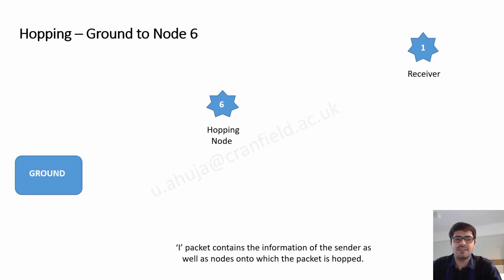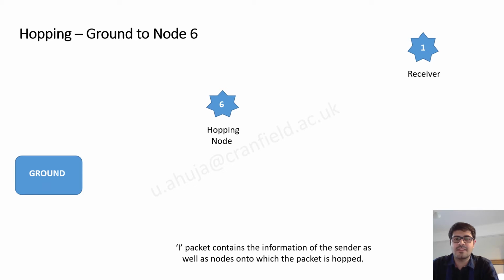The moment 6 receives TX, it gives back the acknowledgement. Then it sends a data packet named 6.1, which is basically saying that 6 sends this data to 1. At this moment, 6 will send acknowledgement to ground and it will send TX to the receiver, basically saying, hey, 1, I want to send you something. In that case, 1 receives the TX packet and sends an acknowledgement packet to the hopping node 6. 6 receives the acknowledgement and sends acknowledgement back to 1 as well as ground.